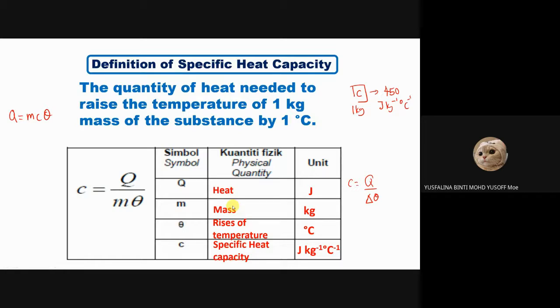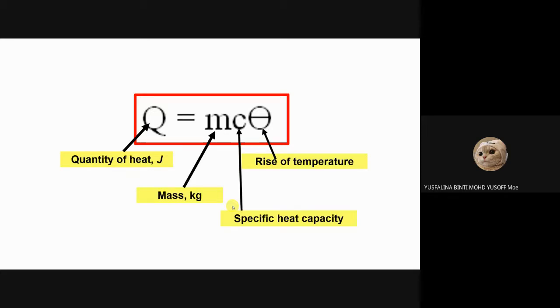So remember, heat capacity is the amount of heat energy required to raise 1 degree Celsius. They don't have kg inside of it. But for the specific heat capacity, the amount of heat required to increase 1 degree Celsius for 1 kg of substance. So they have the word 1 kg there. So this is the formula.